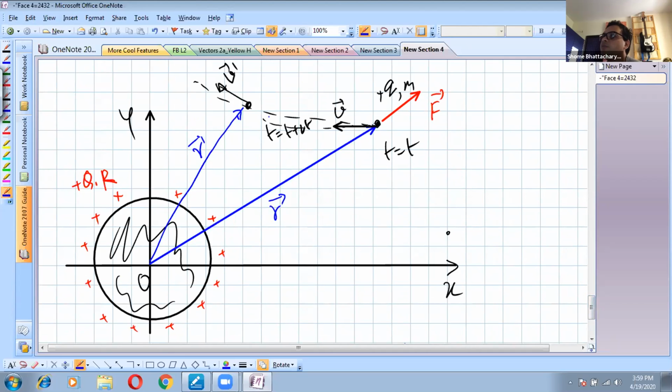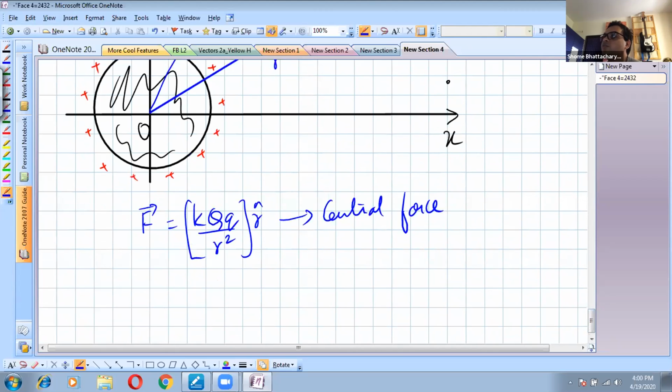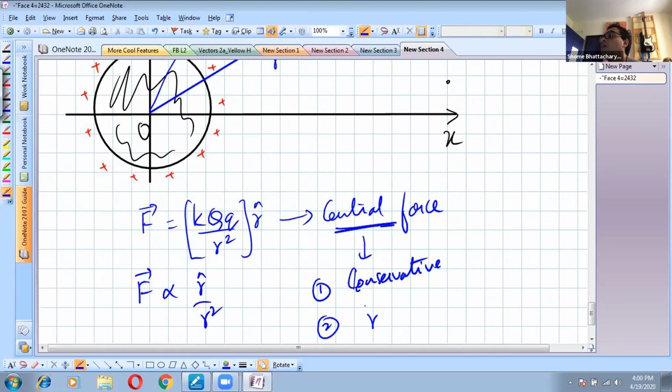तो ये particle जहाँ पर भी है, उस पे force कैसा लग रहा है? Force ऐसे formula के लग रहा है. So the direction of the force is along r cap, and the magnitude is 1 by r square. So the force is proportional to r cap by r square, which means that it is a central force. And that means that it is a conservative force also. That's the first thing, and the second thing is that r cross F is 0, because r cross r cap is 0.